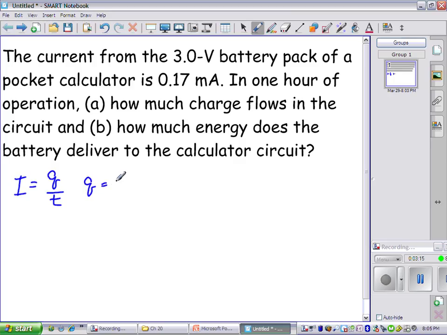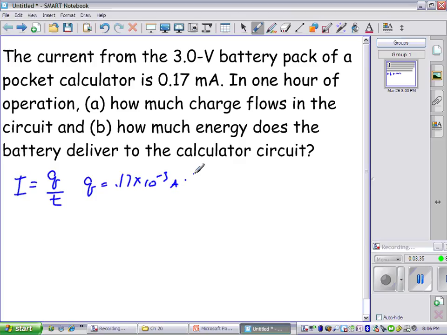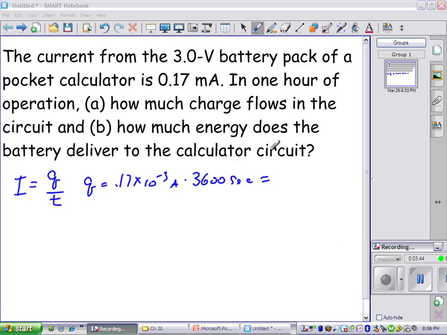And so I'll put in my current of 0.17 milliamps, which is 0.17 times 10 to the negative 3 amps. And my time, I'm going to multiply that by, and I have to have it in seconds, not hours. So there's 3,600 seconds in an hour. We go ahead and multiply that out, and we end up with an answer of 0.61 coulombs.